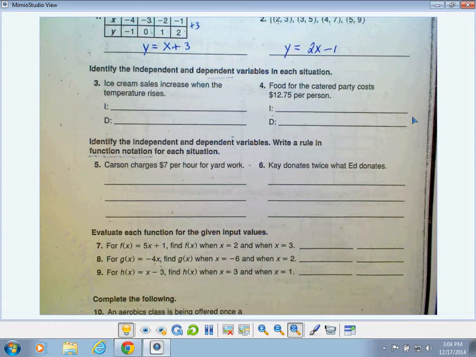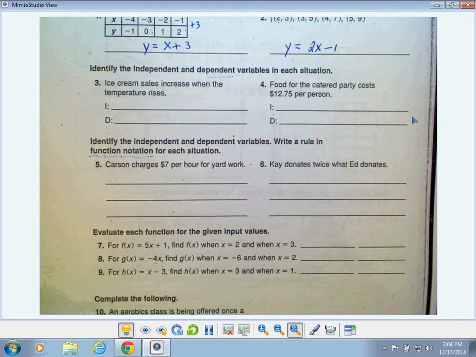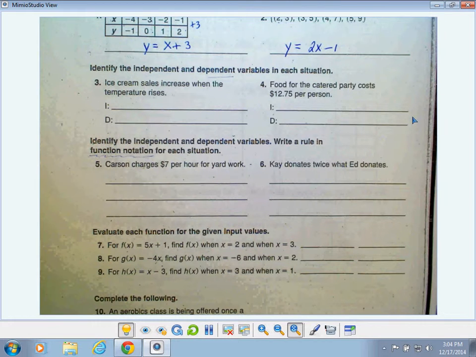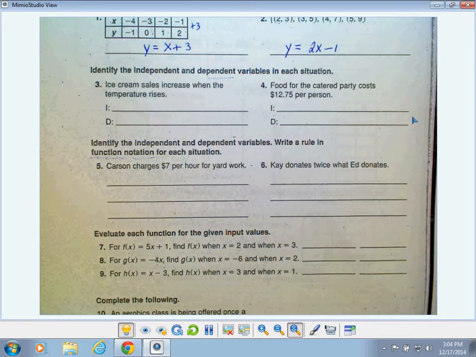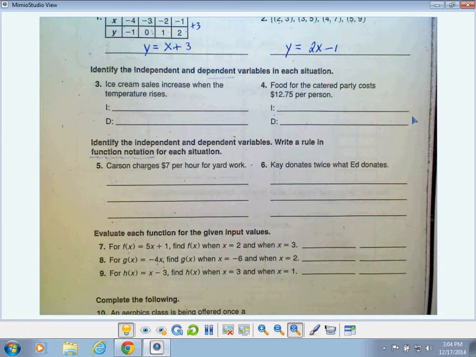The best way to learn independent and dependent variables, in my opinion, is simply to read the problem and say, what variable depends on the other one? Because when you figure out the dependent one, then obviously the other one in the problem is the independent. So if we read through it, ice cream sales increase when the temperature rises. Maybe you could read that another way and say ice cream sales depend on the temperature. So if that's the case, then it's ice cream that is the one that depends on temperature.